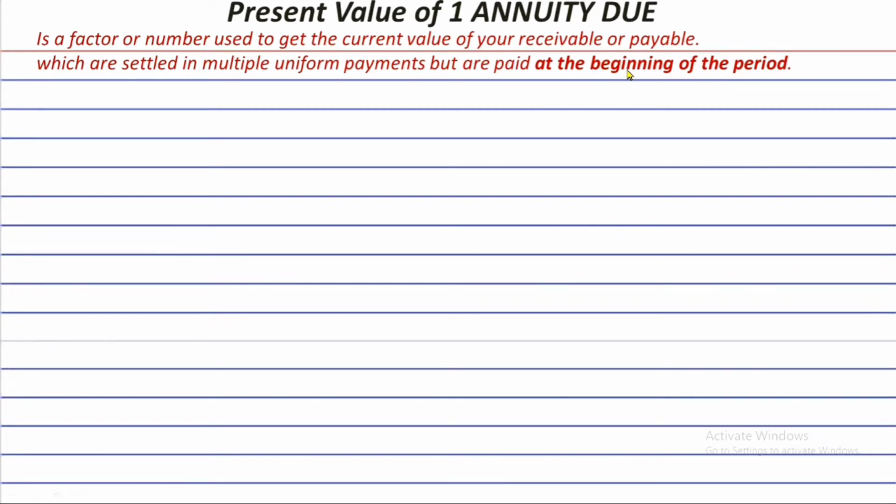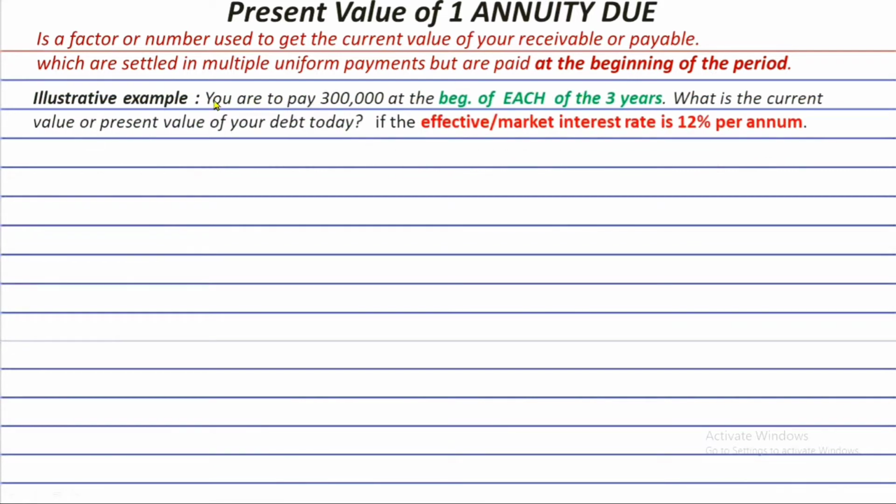So let's compare it with the ordinary annuity factor. The ordinary annuity factor in the past episodes, the payments there are made at the end of each of the period. So you need to remember that. Okay? So let's go to the illustration. The illustration states that as if you are to pay 300,000 at the beginning of each of the 3 years. I repeat, the beginning of each of the 3 years. So the question is, what is the current value or present value of your debt today, if the effective or the market interest rate is 12% per annum.